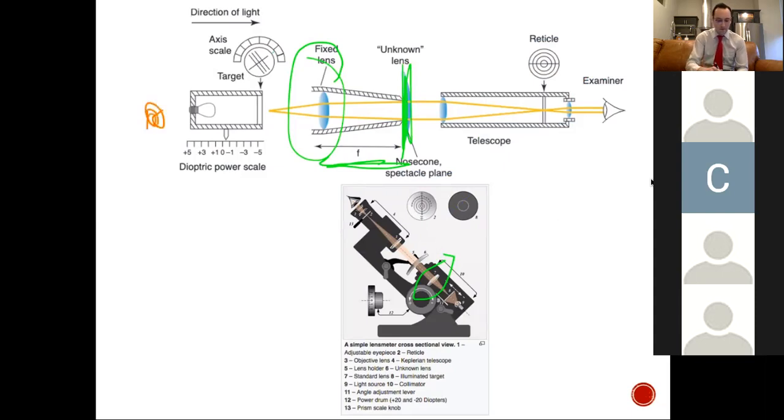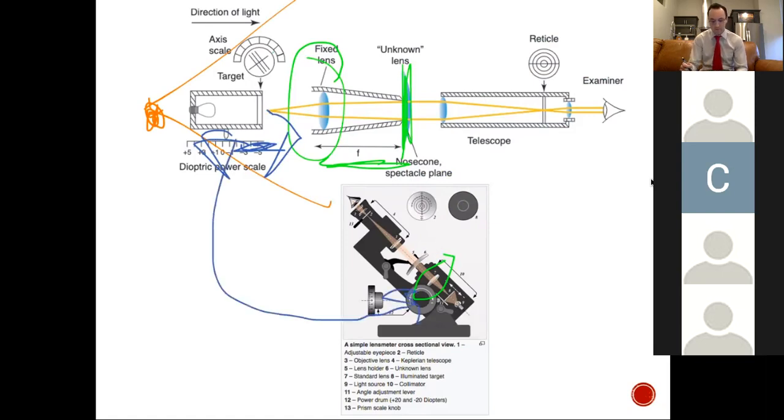And so we have a light in the way back of the device, okay? And we also have something called the target, right? And the target we can have right here. And the target we can adjust back and forth, okay? Via this guy down here, the power drum, okay?